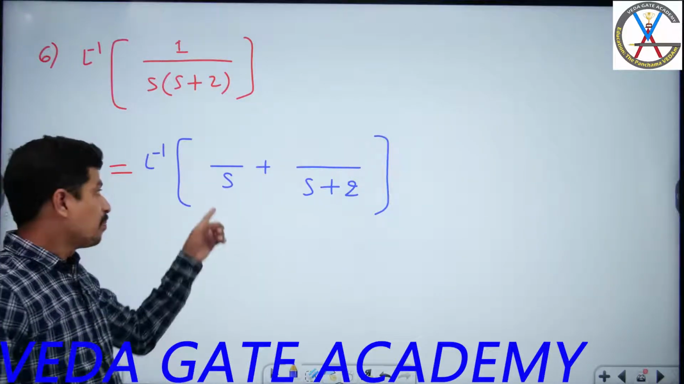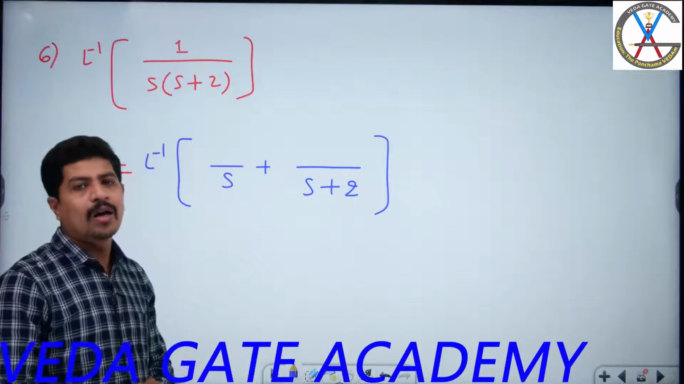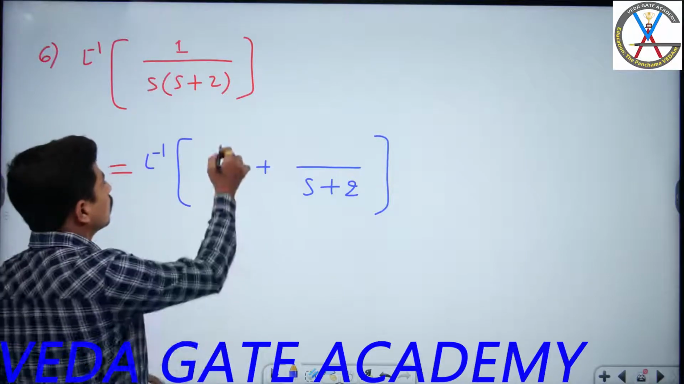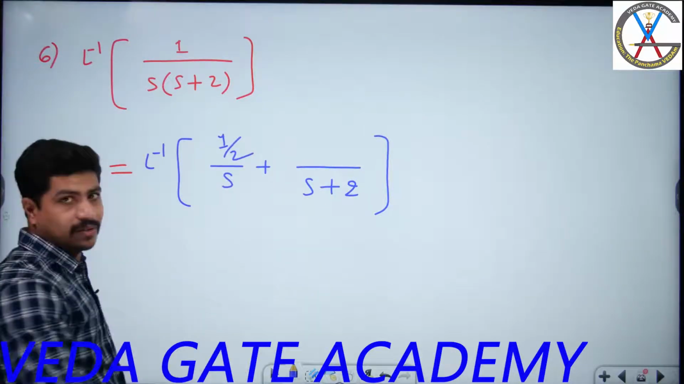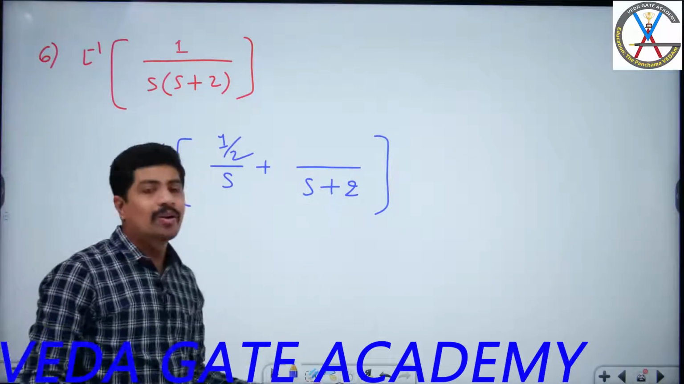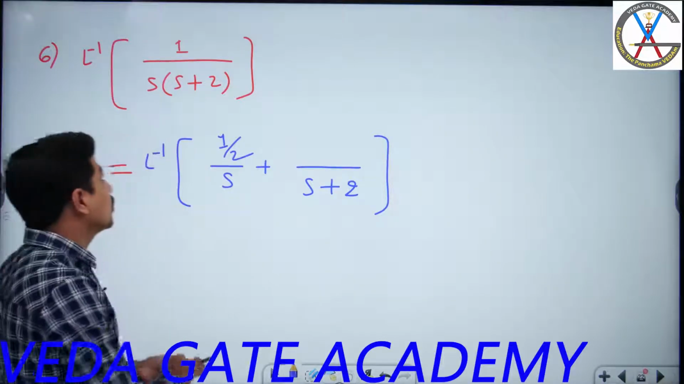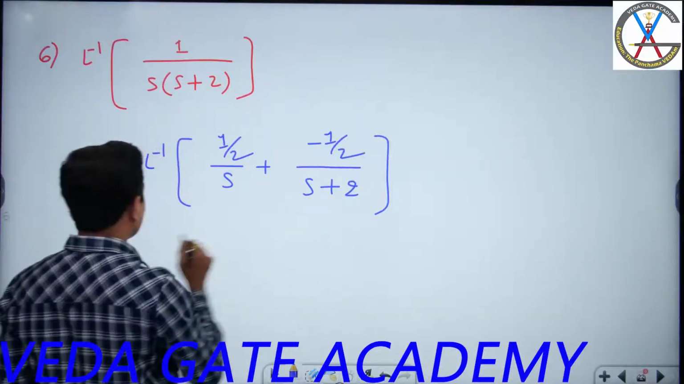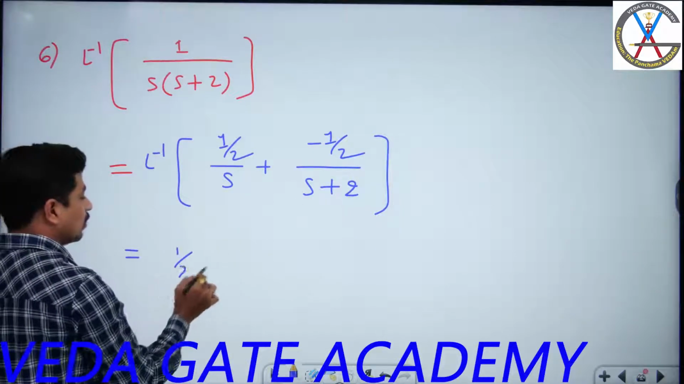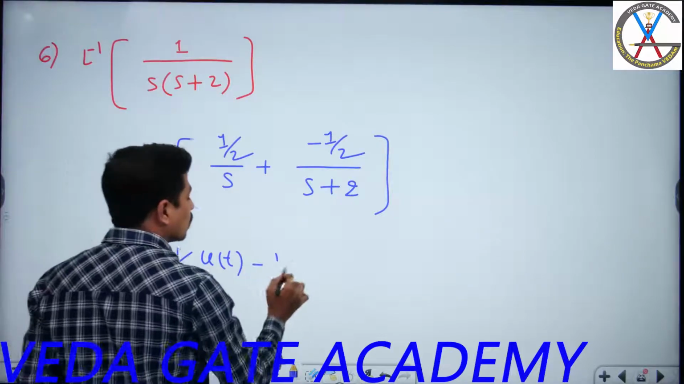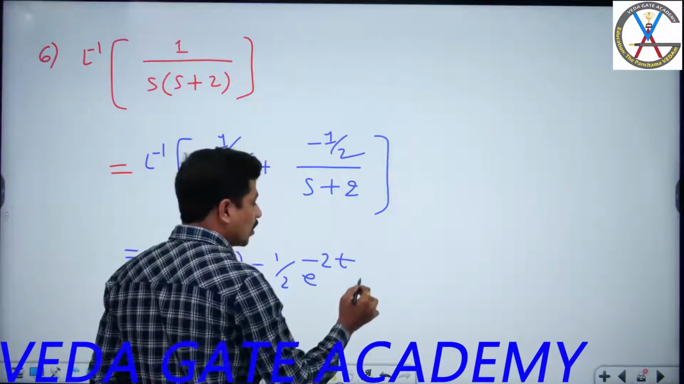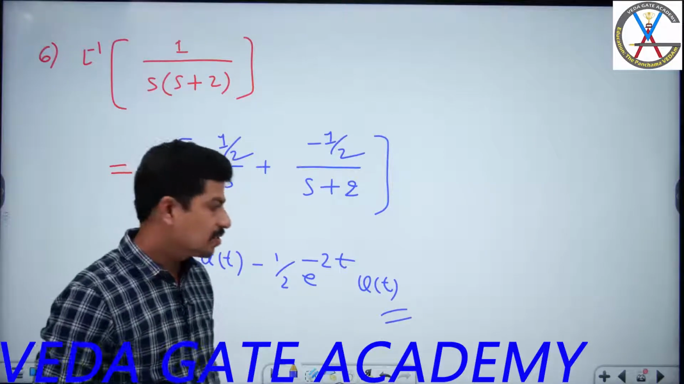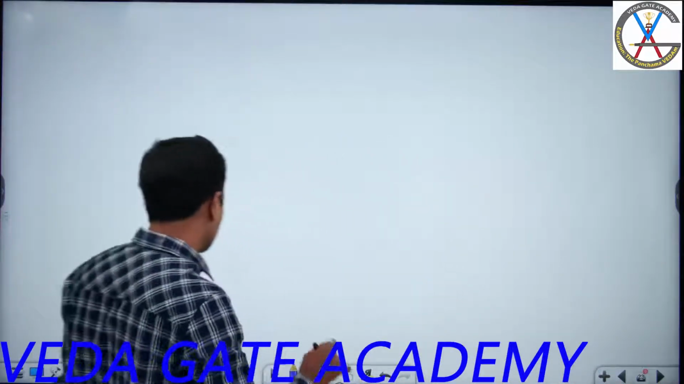What to do? Make S is equal to 0 first. How much did I get? S is equal to 0. Substitute by closing this one. How much is it? 1 by 2. Make this equal to 0. S is equal to minus 2. Substitute in this by masking this one. How much did I get? Minus 1 by 2. That's it. Therefore, its inverse Laplace will be 1 by 2 into U of t minus 1 by 2 into e power minus 2t into U of t. Done. That much easy it is, finding inverse Laplace. Let's go for the next question, brother.